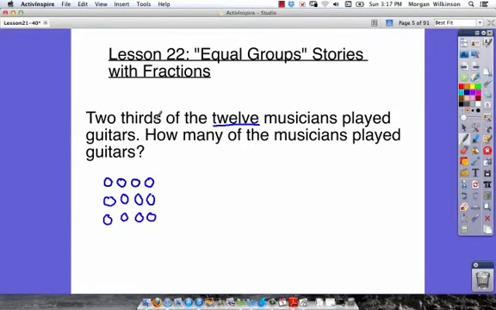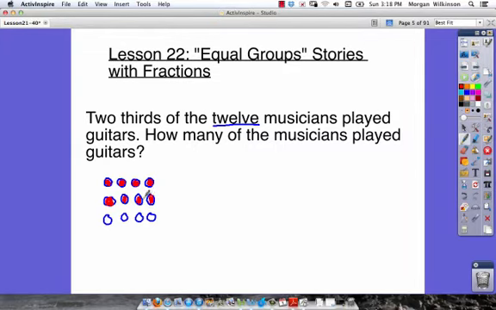It says 2 out of 3, or 2/3 of the 12 musicians played guitars. How many of the musicians played guitars? So let's circle in 2 out of every 3. Now let's work down the columns. If we circle in 2 out of every 3, the red means they play guitar. There's 2 out of 3. Here's 2 out of 3 going down. There's 2 more out of 3 going down. And there's 2 more out of 3 going down.